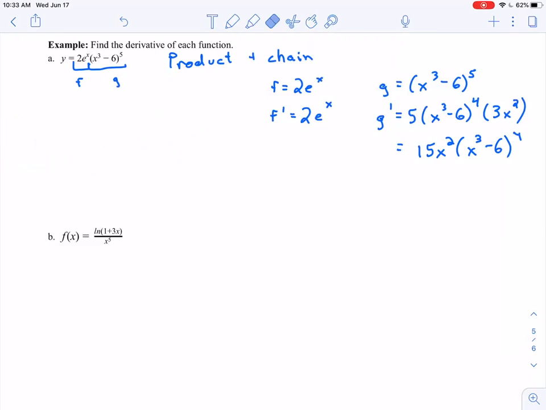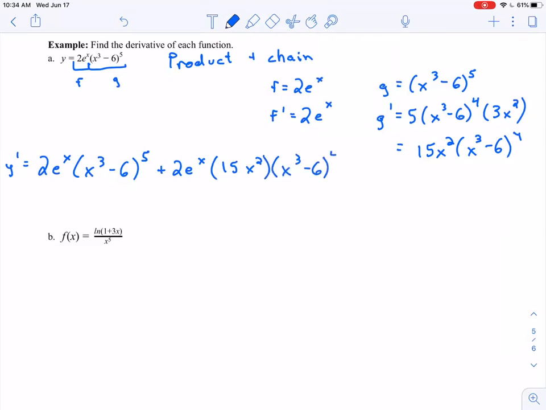So f prime is 2e to the x, so when I find my derivative, y prime, this is f prime, 2e to the x, times g, that's (x cubed minus 6) raised to the 5th power, plus f, that's also 2e to the x, times g prime. Here we're going to multiply by our g prime, the simplified version over here. So that is 15x squared times (x cubed minus 6) raised to the 4th power.